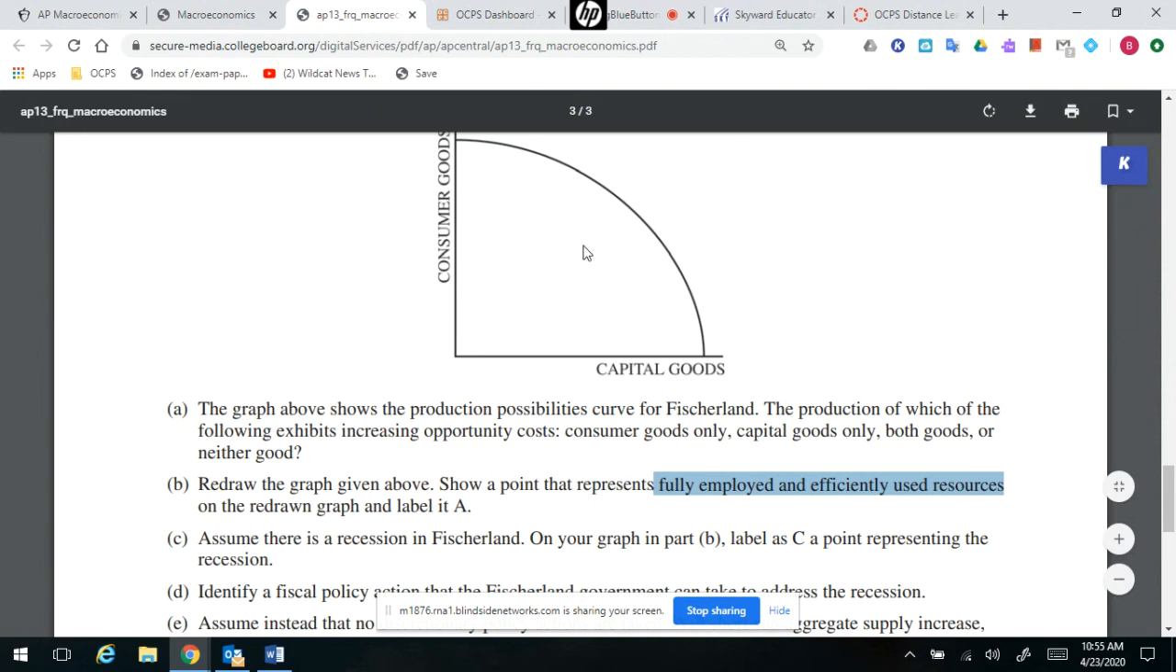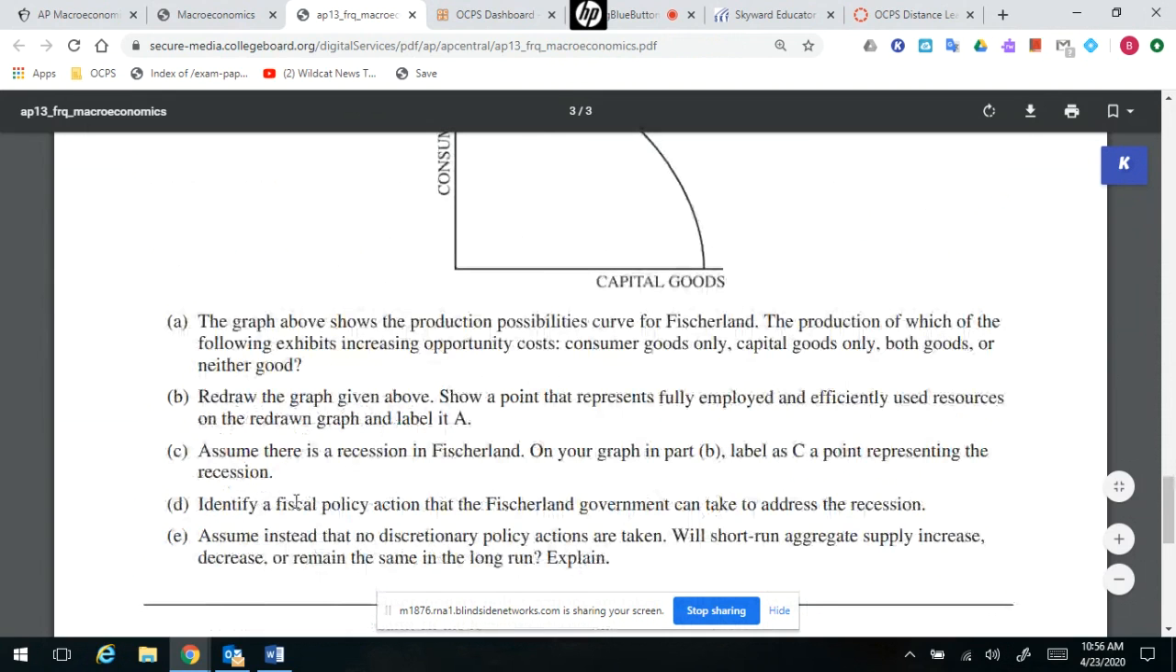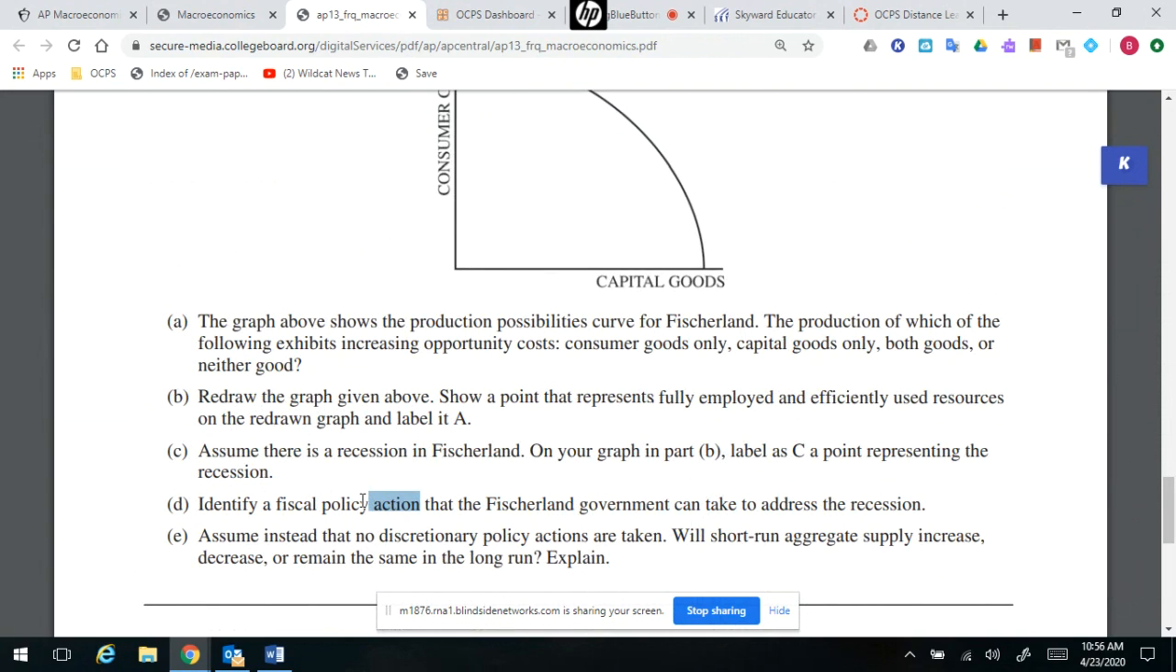All right. C, assume there is a recession in Fisherland on your graph in part B. Label as C a point representing a recession, which is just anywhere inside that curve. Anywhere works. Identify a fiscal policy action. Okay, so action is either your government spending or tax change. It is not expansionary or contractionary. So you've got to say, are we changing taxes or are we changing government spending? All right, identify a fiscal policy action that the Fisherland government can take to address this recession.